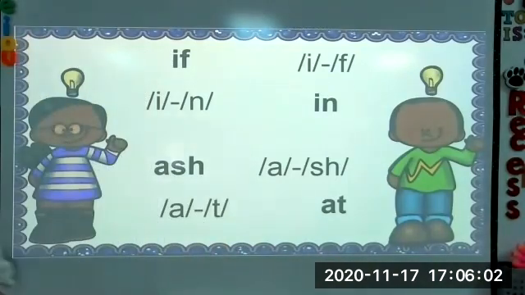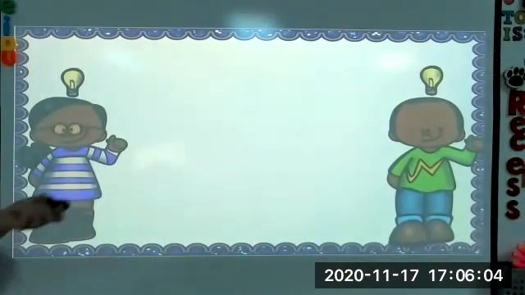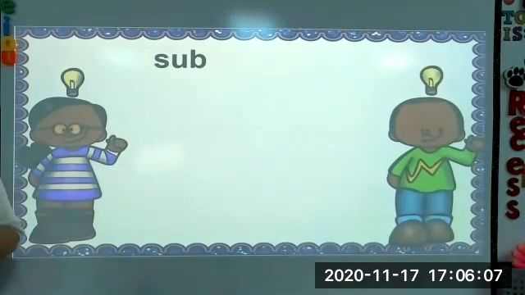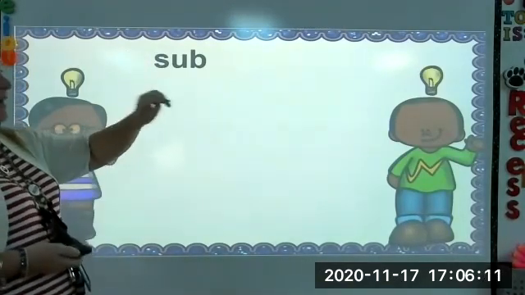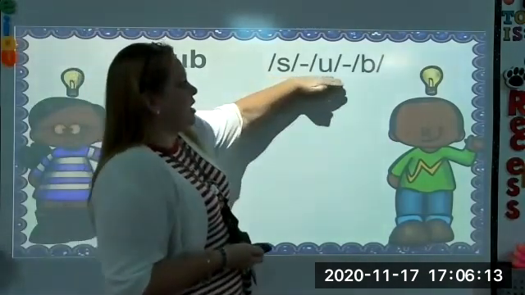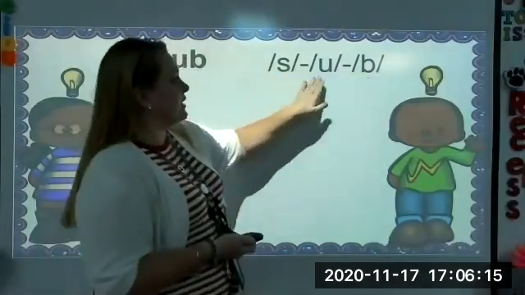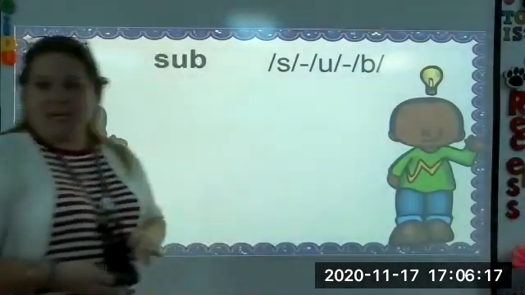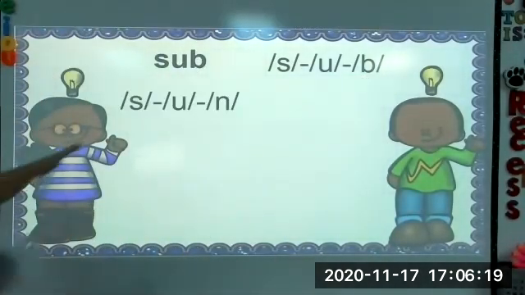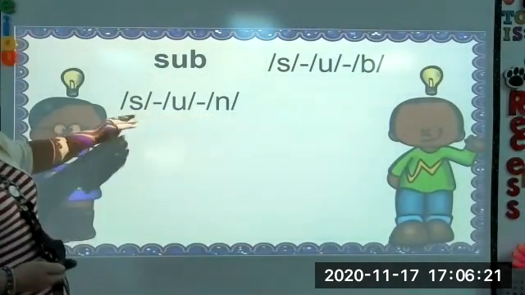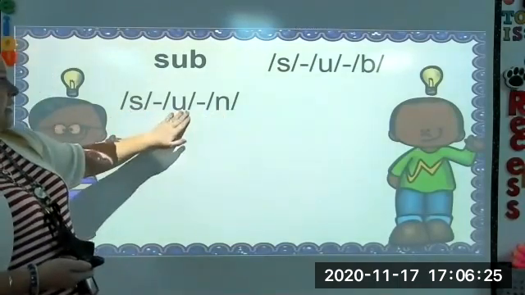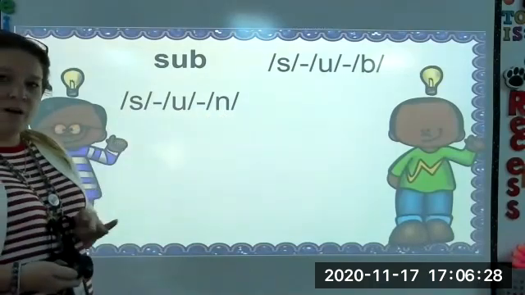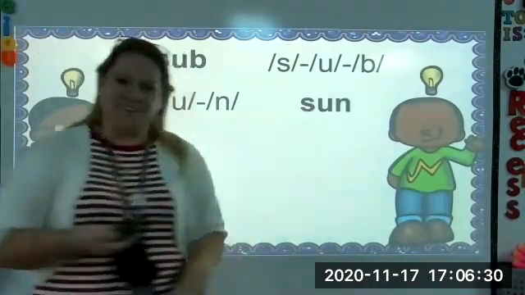Good. Our next sentence. Marlon ate a sub sandwich for lunch. So this time we have three sounds. We have s, u, b. I want to change that third sound to n. So we have s, u, n. What's the new word? Sun. Good.